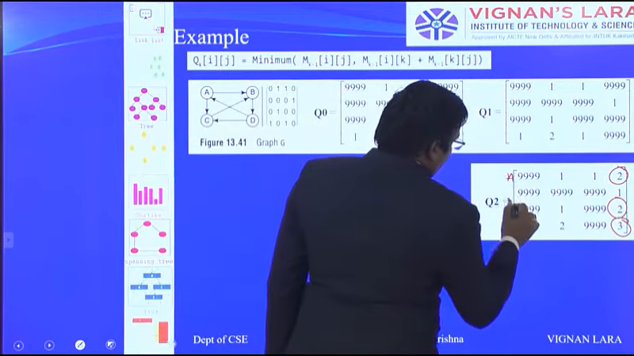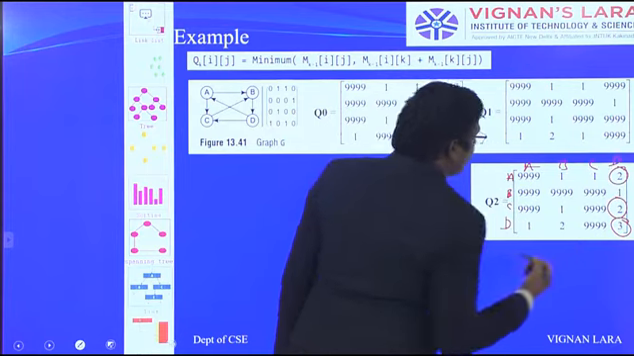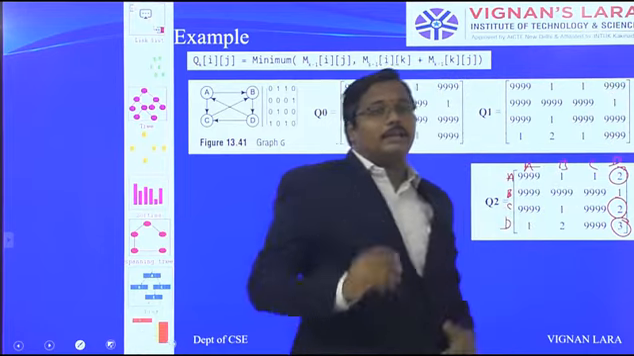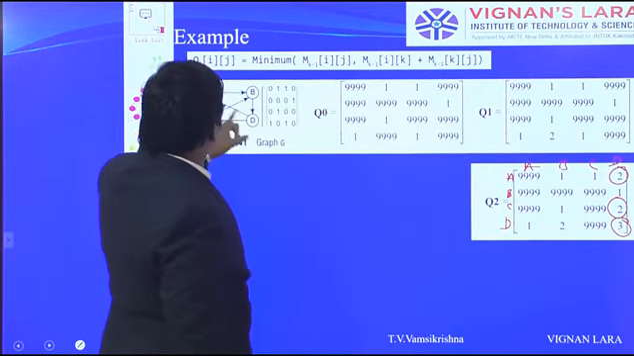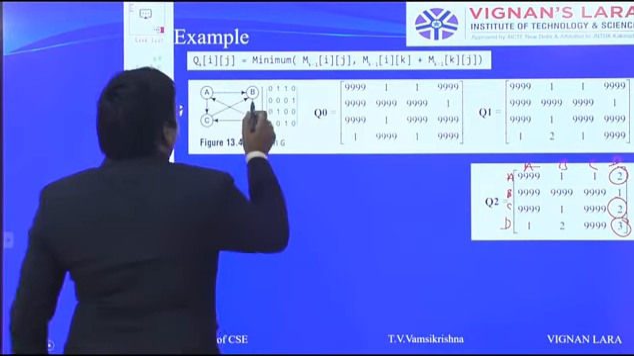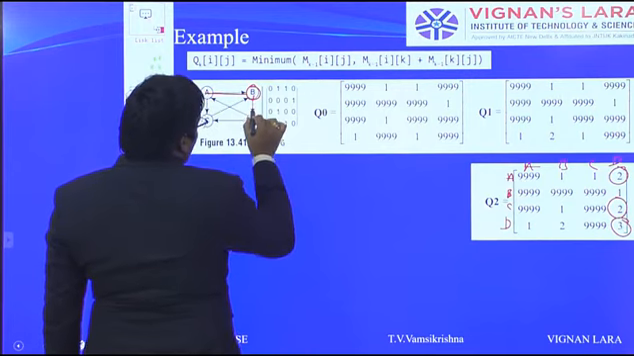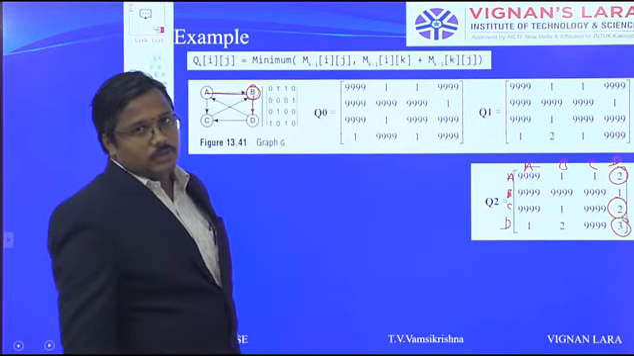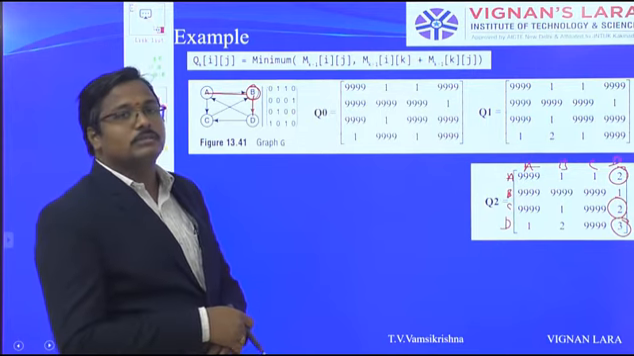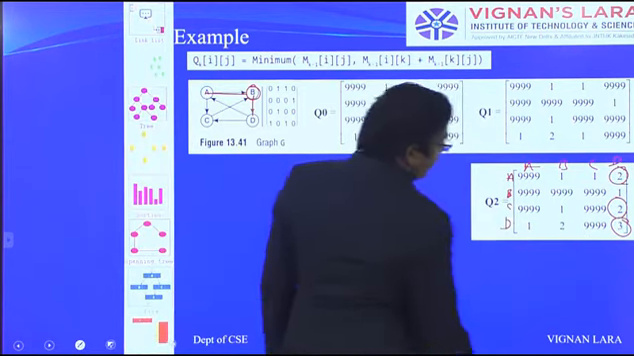Okay, so A, B, C, D, A, B, C, D. So in the previous one, A to D, there is no direct edge. But when we are considering via vertex as B, A to B is one edge, B to D is one edge. So A to D is an indirect path via B. So that's why here 1, 1, 2, that's why we are getting 2 here.